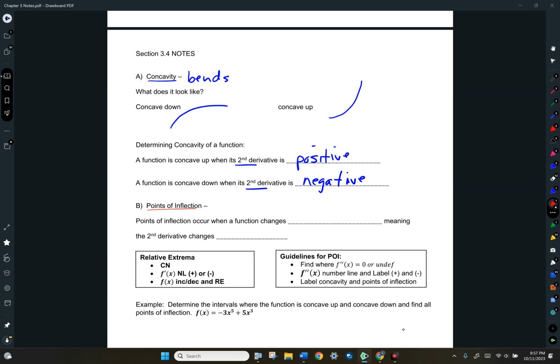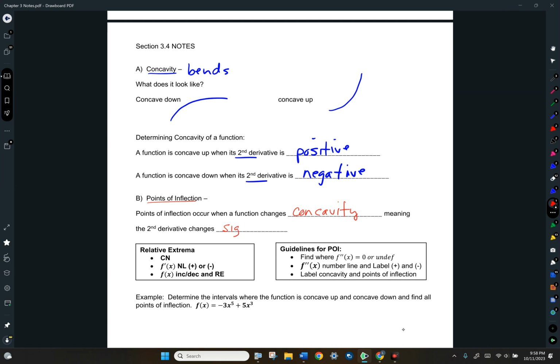Points of inflection occur when a function changes concavity. The function could go from concave up to down or down to up. We don't specify certain kinds of points of inflection; they're all just called points of inflection. So if points of inflection occur when a function changes concavity, that means the second derivative is changing sign. And again, it doesn't matter if the second derivative changes from positive to negative or negative to positive. All of those are called points of inflection.